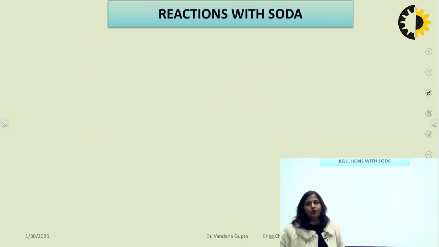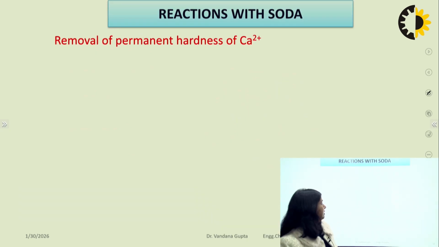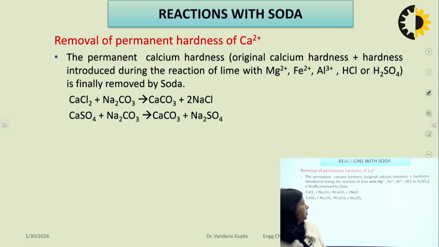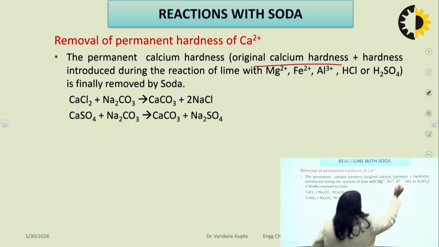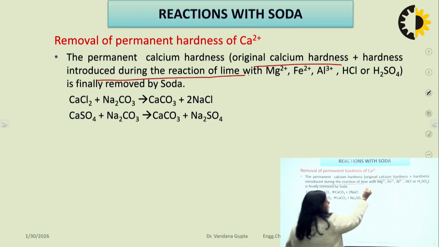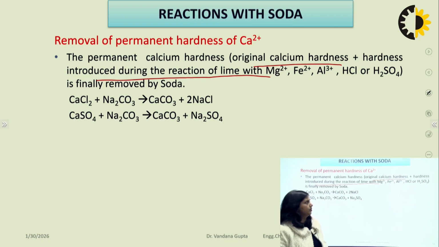Now we will move to the soda part. We will understand the reaction involved in the soda treatment. Soda can remove permanent hardness of calcium. Permanent hardness of calcium that is originally present in the hard water, or the hardness introduced during the reaction of lime with magnesium, iron, aluminium, HCl, H2SO4 is finally removed by soda.